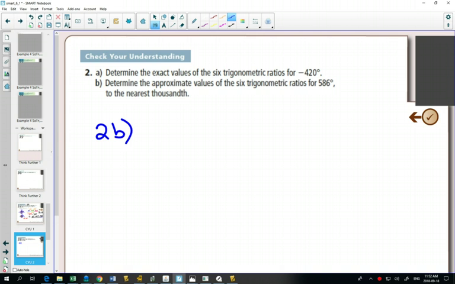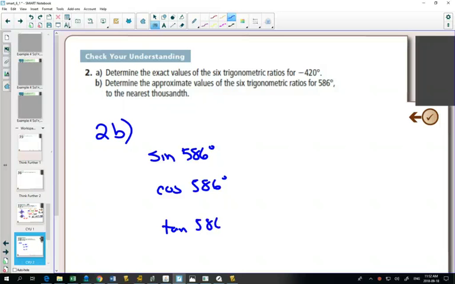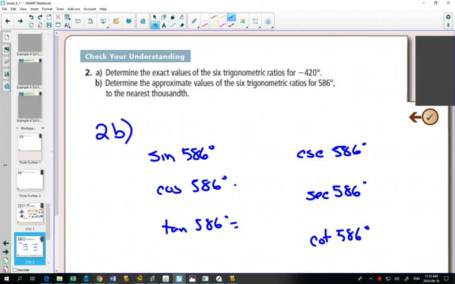So we're going to figure out what sine of 586 degrees is, cos of 586 degrees is, tan of 586 degrees, and also the reciprocal ones, which are cosecant of 586 degrees, secant of 586 degrees, and cotangent of 586 degrees, using our calculator.